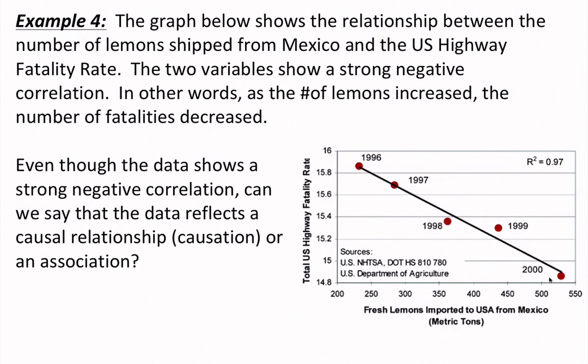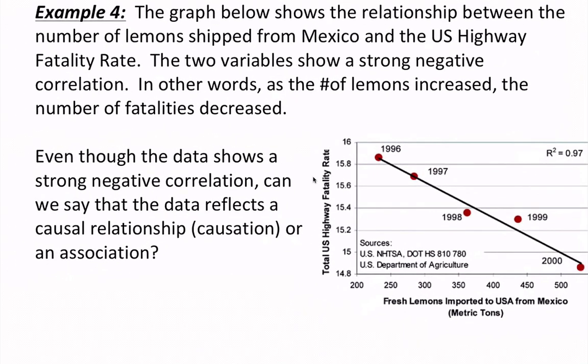But we have to ask ourselves, even though we see a strong negative correlation, can we say that this data is a causation or an association? So between these two things, does the number of lemons being imported to the U.S. cause the number of highway fatalities to go down? So do the lemons coming in cause highway fatality to go down? No, it does not. Just because I can see a relationship does not mean that one causes the other. So that is what you call an association. I can see a trend, so I know they are associated, but one did not cause the other one to happen.